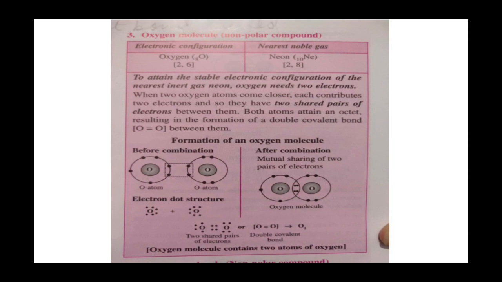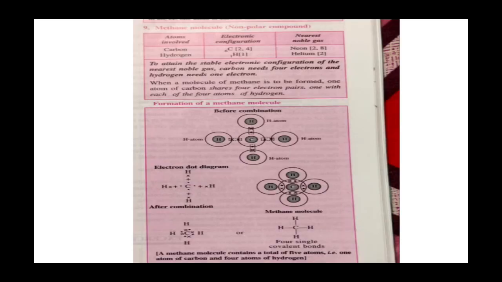Now next is the oxygen molecule. Oxygen molecule is non-polar. Why? Because the electronegativity difference is 0. Oxygen is an electronegative element, but both atoms are the same, so the difference is 0. The oxygen electronic configuration is 2,6. It will share 2 electrons with each other and become like neon, that is 2,8. In this way it shares two pairs of electrons and becomes like the nearest noble gas, that is neon.